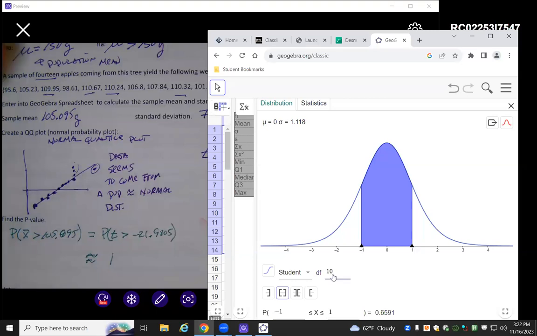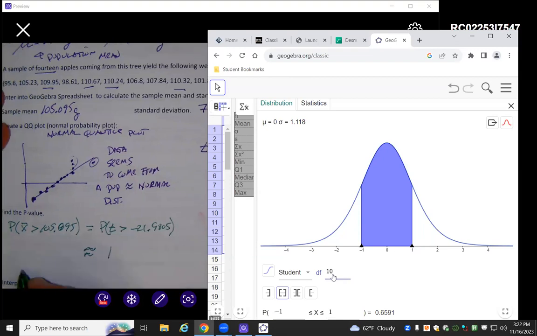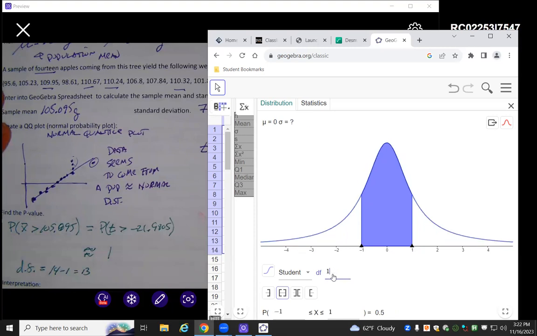So in this case, what are my degrees of freedom? Well, my sample size is 14, and I need to subtract 1, so the degrees of freedom is 13. Oops, not 113, 13. And notice how the shape changes. If I have 1 degree of freedom, a sample size of 2, look at that curve. Anyway, that's not it. It's 13 degrees of freedom.